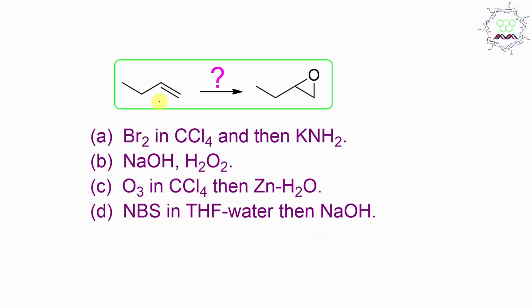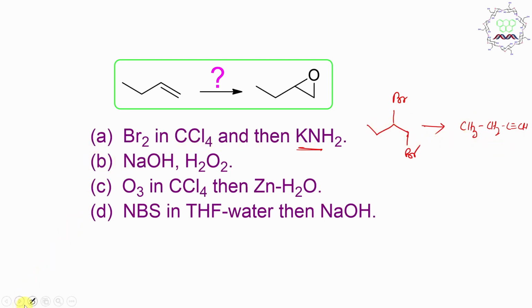So here I have taken the reagent bromine in carbon tetrachloride, then KNH2. Why? If you take bromine in carbon tetrachloride, first it will produce this dibromo derivative, and later, upon treatment with excess potassium amide, it will produce this 1-butyne, a terminal alkyne. Here the potassium salt will be produced, and upon workup this alkyne will be produced.